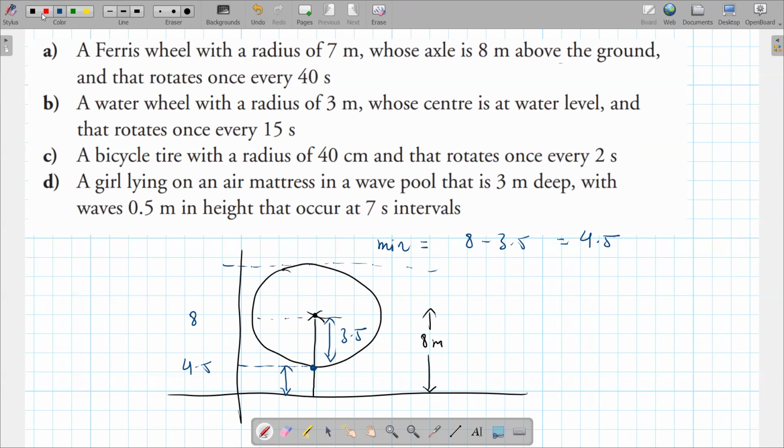It's easier than you think. If this distance is 3.5, the radius, this distance is also 3.5. So what's the maximum height? 11.5. Yes.